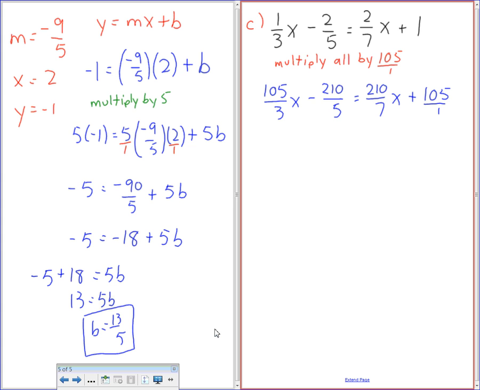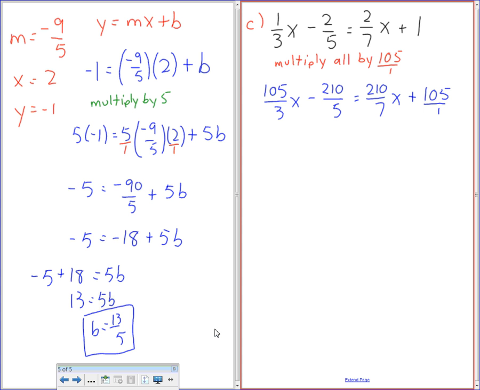So what I'm going to hopefully do now is divide 105 by 3 and get a whole number, divide 210 by 5 and get a whole number, divide 210 by 7 and get a whole number, and then 105 should be a whole number. What I got for 105 was just 3 times 5 times 7. Because he multiplies by 3, that'll get rid of this one. Multiplying by 5 will get rid of this one, and multiplying by 7 will get rid of that one.